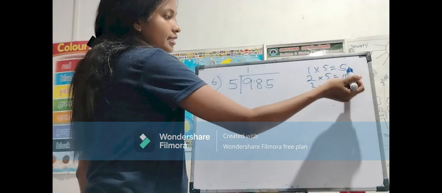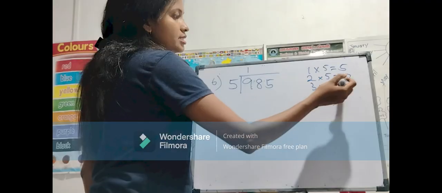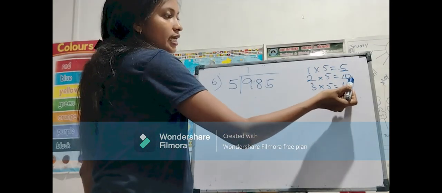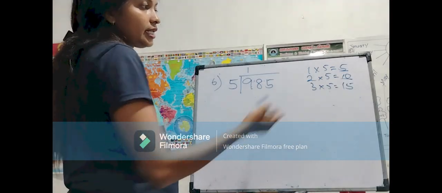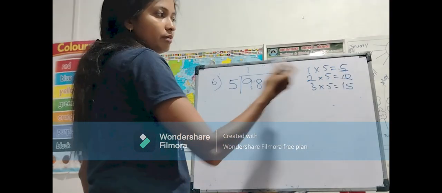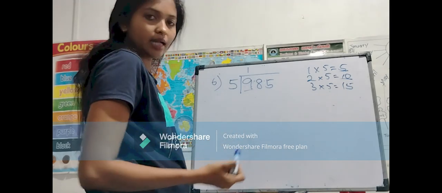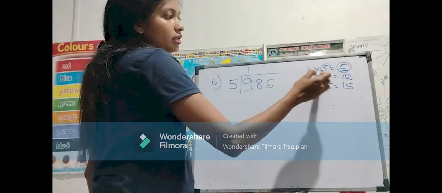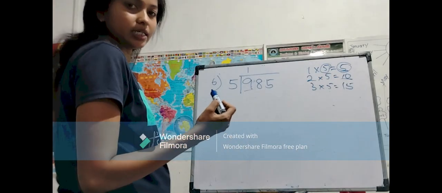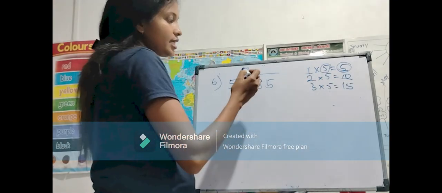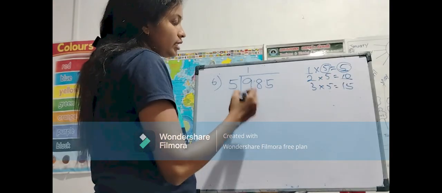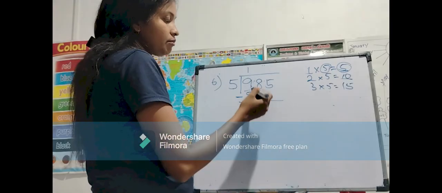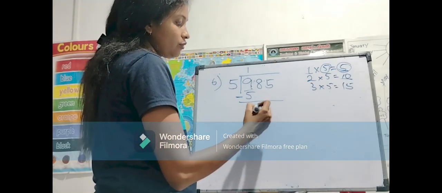Can't. Right? Then you want to take the nearest number. You can take number 10 or number 5, but that number should be below this number. Right? Then you can take this number 5. Then we took the 5th multiplication table and the answer is 1. 5 times 1 is equal to 5. Subtract this. Then 9 minus 5 is equal to 4.